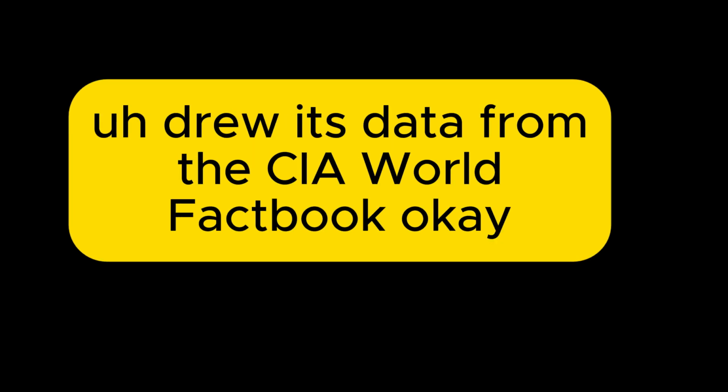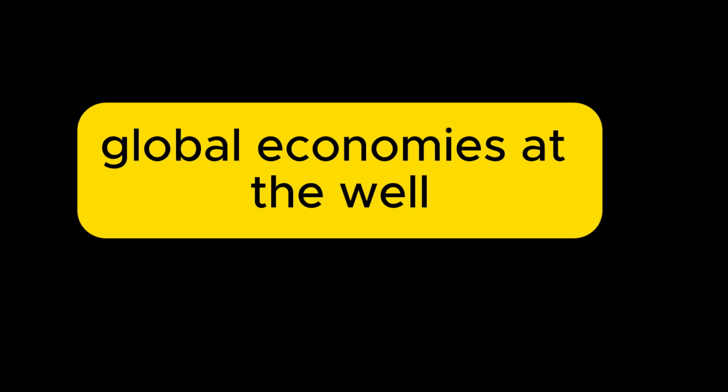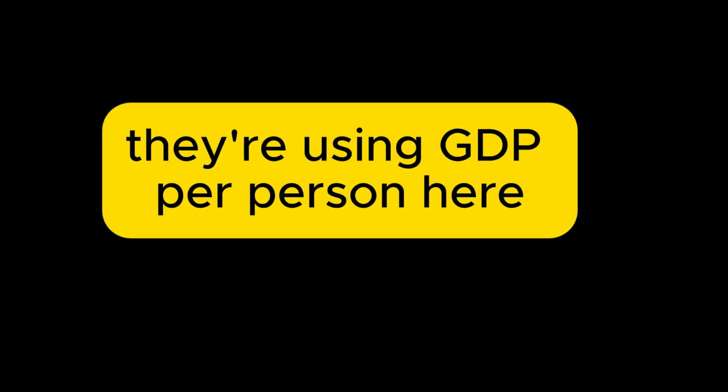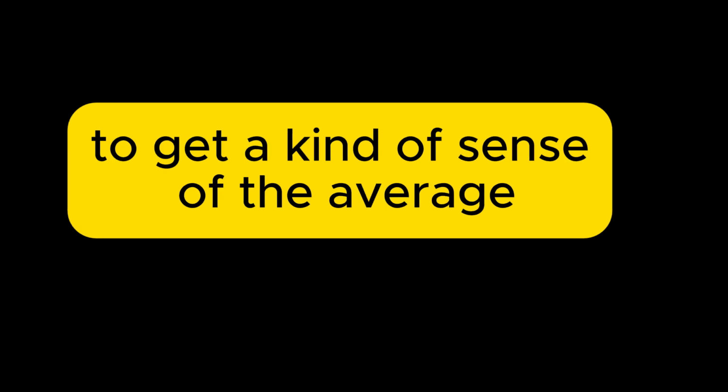It drew its data from the CIA World Factbook, and it tells us about global economies at the lower end of the scale, specifically back in 2017. Right, and the main way it measures this, the key metric, is GDP, gross domestic product. And the source explains they're using GDP per person here to get a sense of the average buying power within these countries. Exactly. Buying power and also looking at the total value of goods and services produced.